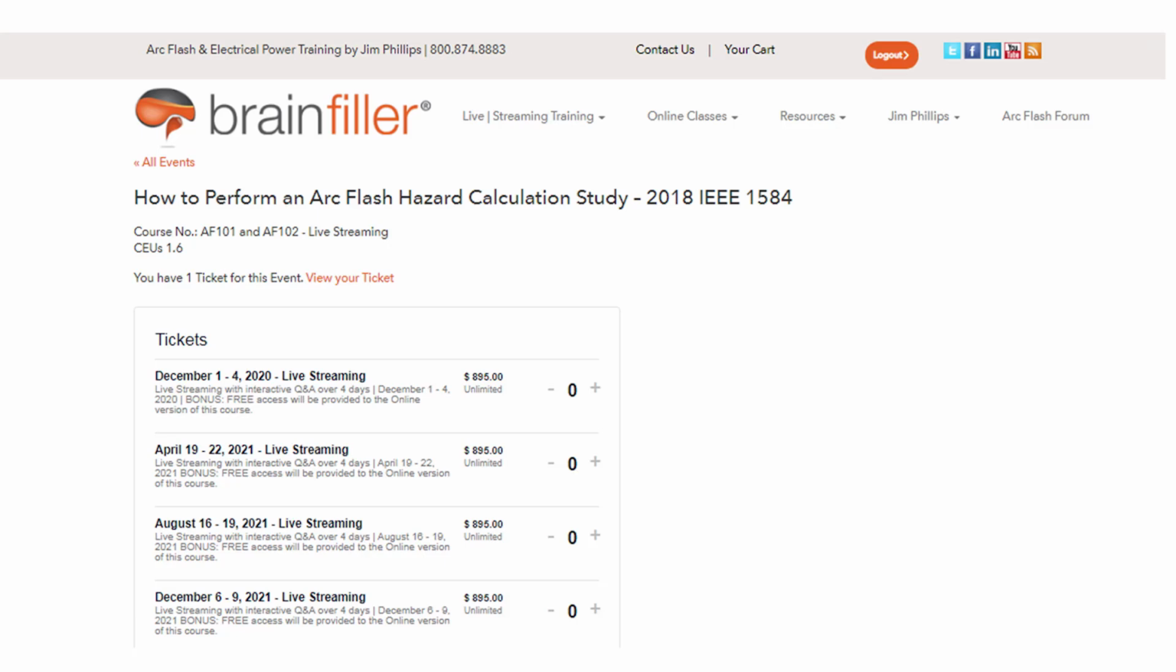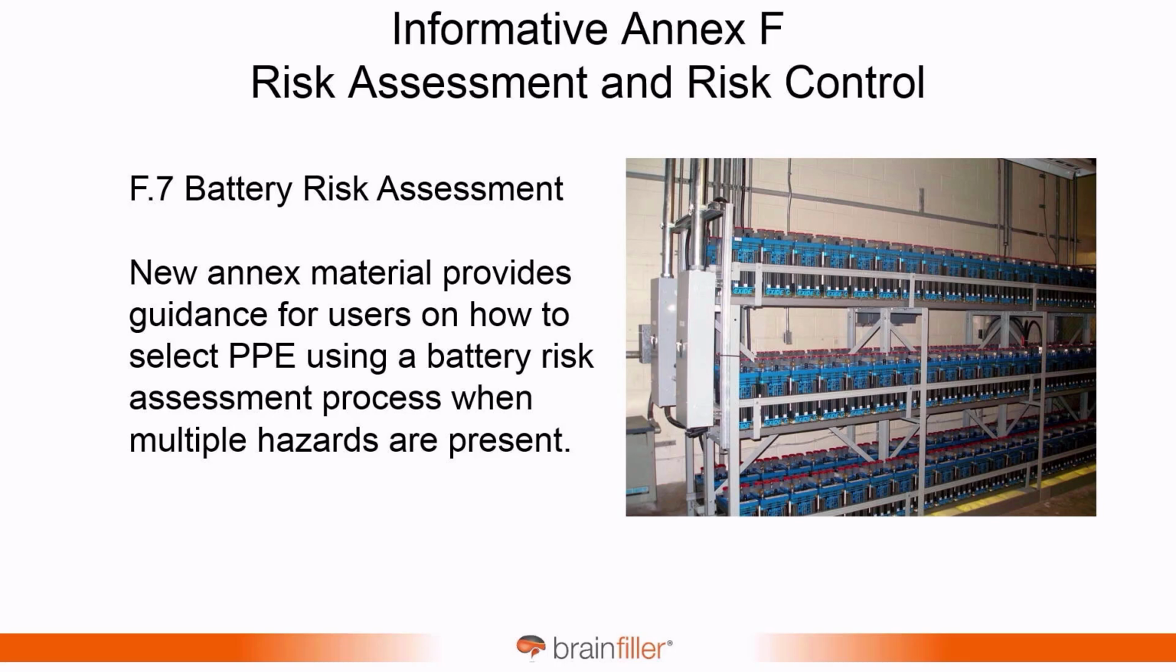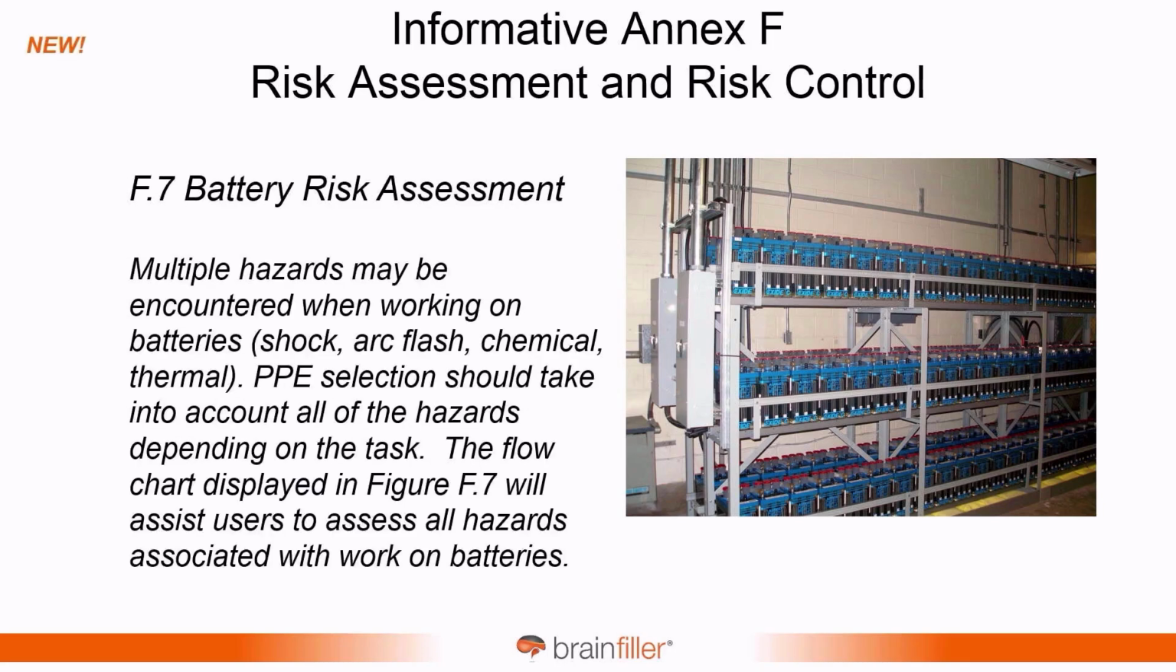There was a new F.7 that was added when you're working around battery systems. F.7 is acknowledging that if you're working around battery systems, there's more than one hazard. There are multiple hazards that may be encountered when working on batteries. So you have the shock hazard, of course, possible arc flash hazard, but you also have the chemical hazard and the thermal hazard. And so it's acknowledging that the PPE selection needs to take into account all these hazards. And there's a flow chart to help with this.